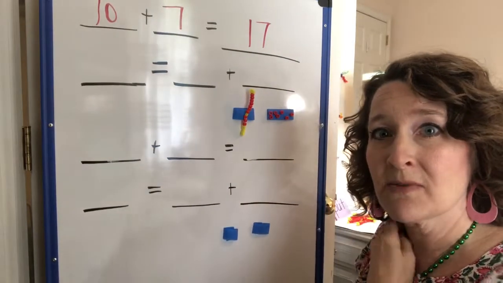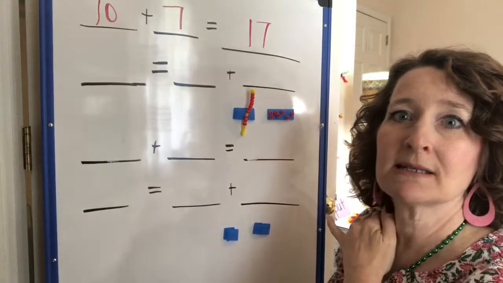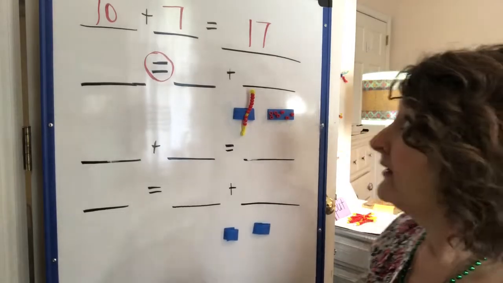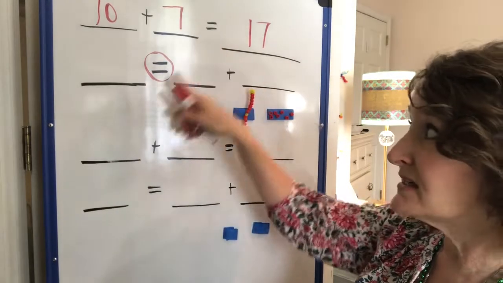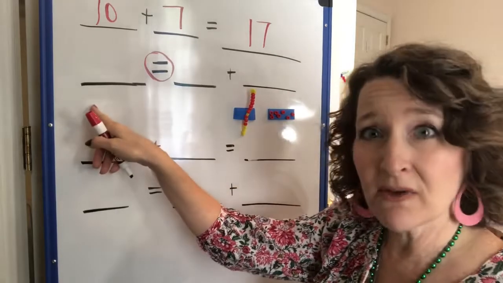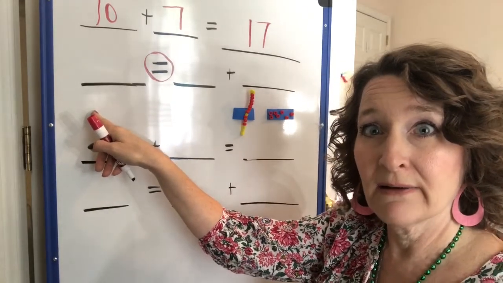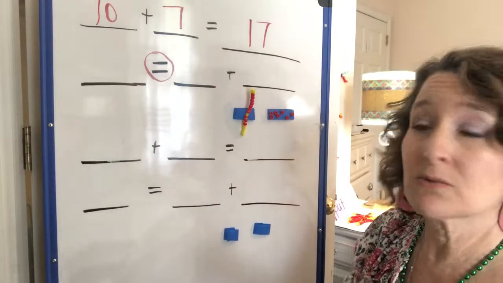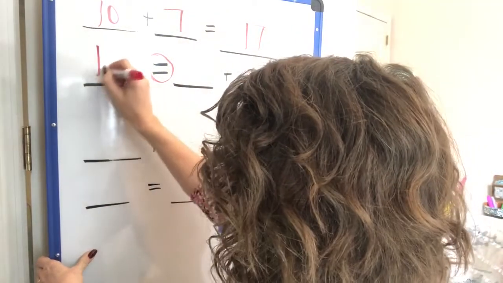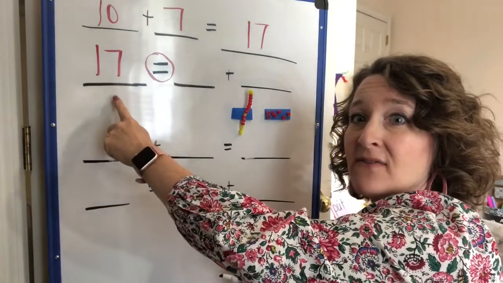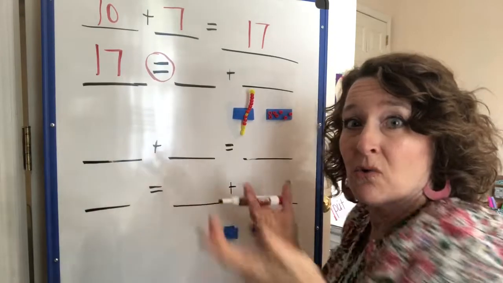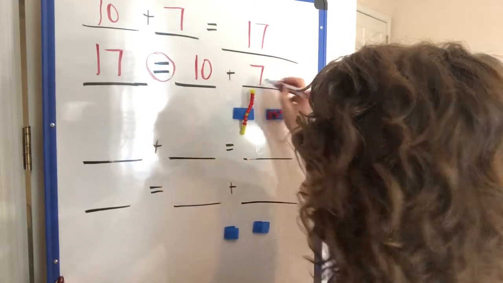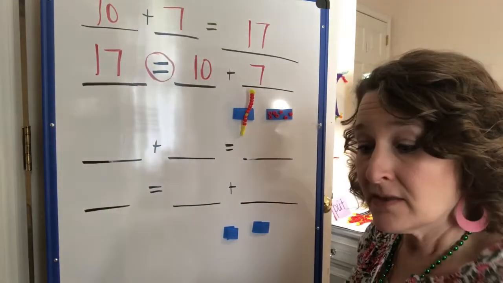Now, I want you to notice something on the next equation. Something different is happening in this number sentence. If you'll look, I see the equal sign here. It's not over at the end of the sentence. It's here toward the beginning of the sentence. So what do you think this number sentence should start with? Well, this number sentence has to start with the answer. So this number sentence will start with 17. Now, 17 equals, well, what was 17 made from? 10 plus 7.